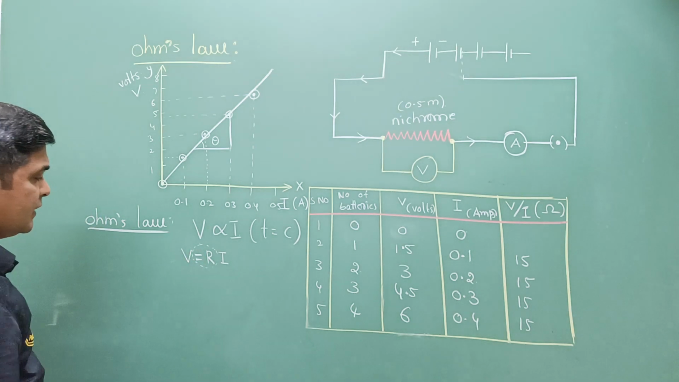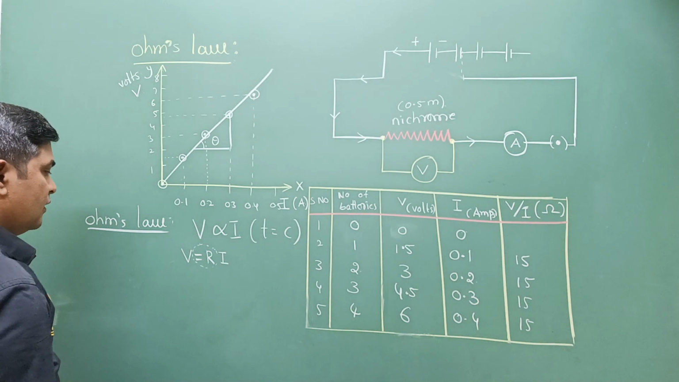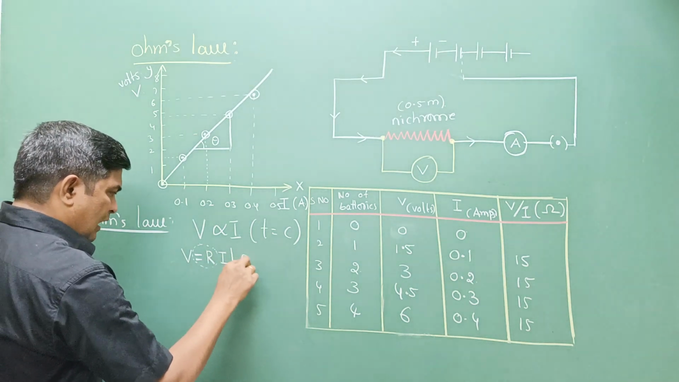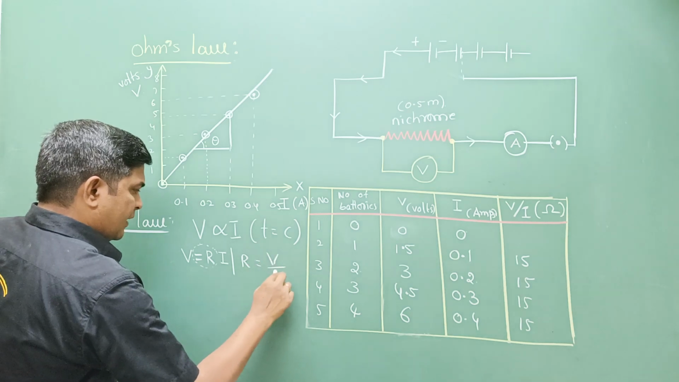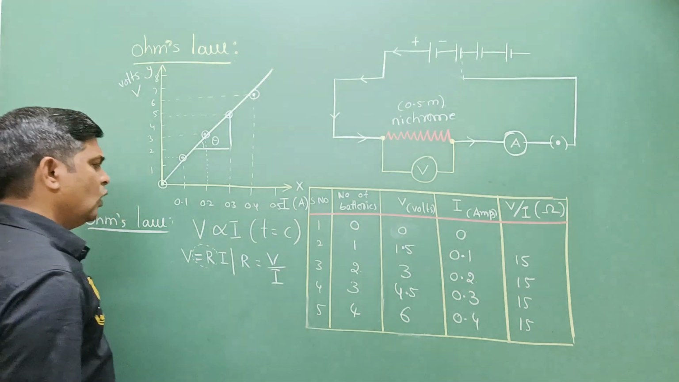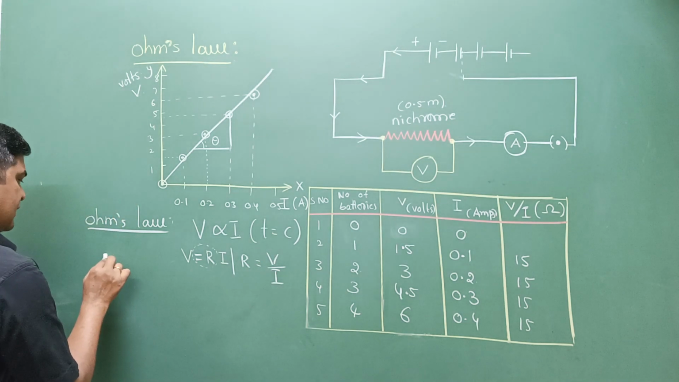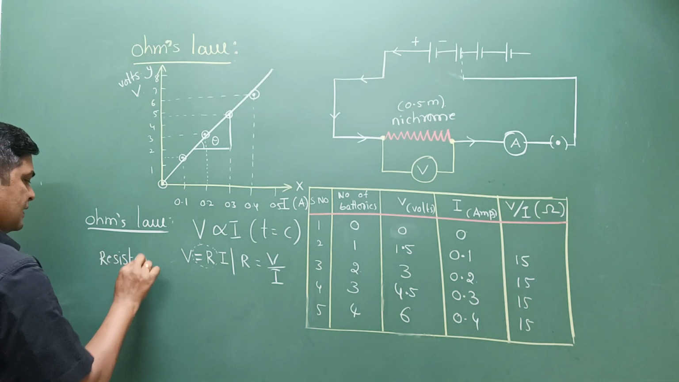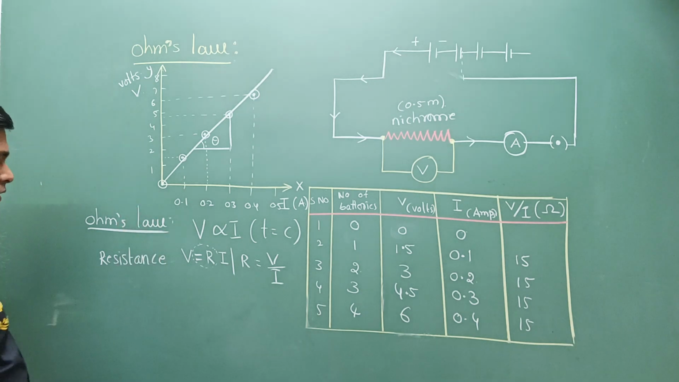What is that constant here written? It is R. Then what is going to be that R? Now you can understand R equals V by I. So here that R is known as resistance.